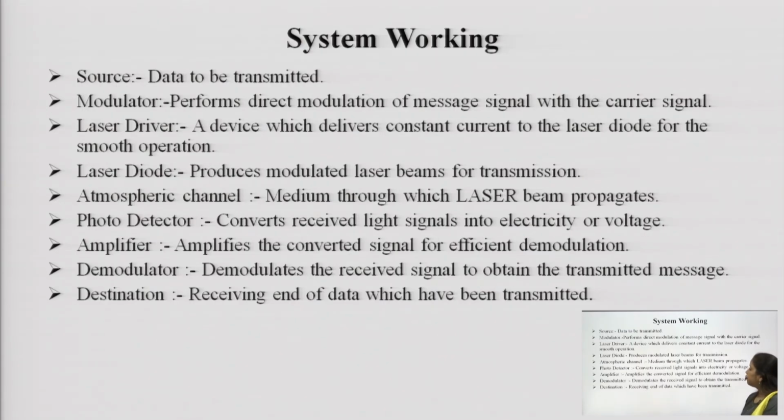Photodetector, converts received light signal into electricity or voltage. Amplifier amplifies the converted signal for efficient demodulation, because the signal which we have received at the detector section also has a very low intensity. Demodulator demodulates the received signal to obtain the transmitted message at the last destination, the receiving end of the data which has been transmitted.